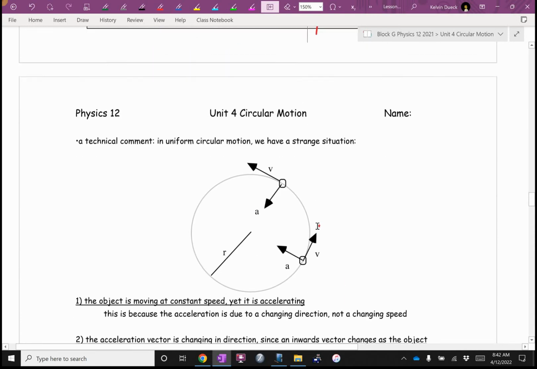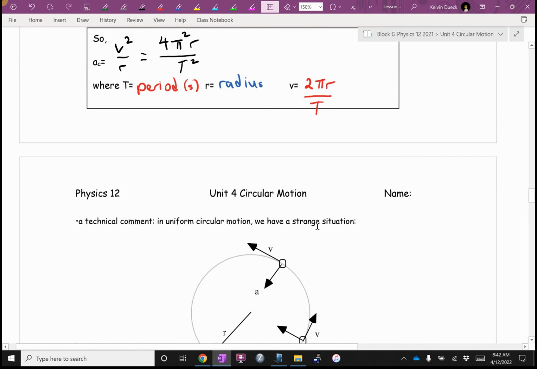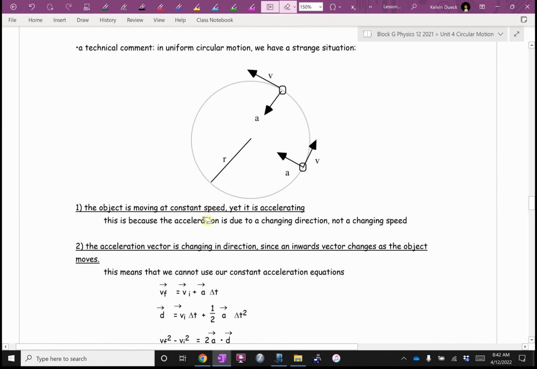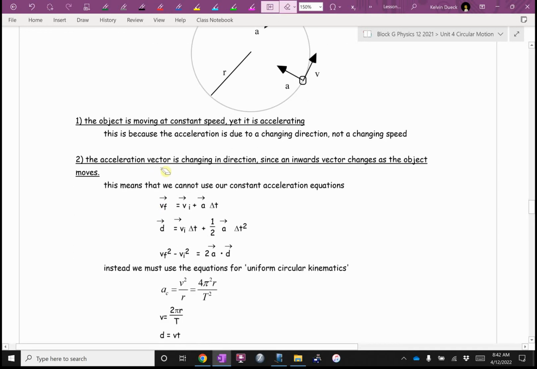So, a bit of a technical comment on the next page. In circular motion, we have a strange situation. The object is moving at a constant speed, but it's also accelerating. That's because the acceleration is changing its direction, not its magnitude. The acceleration vector is changing its direction all the time because the center of the circle is in a different direction depending on where you are on the circle.